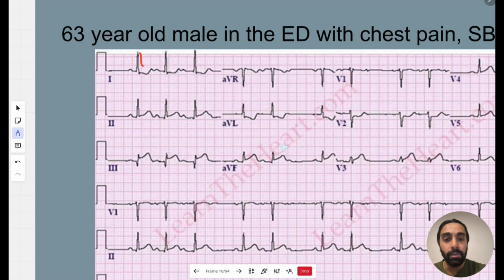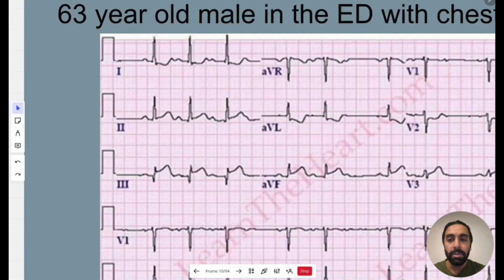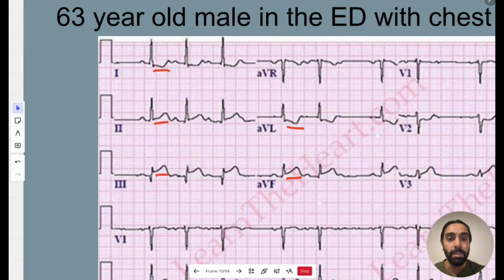Axis is normal. And I'm going to skip a couple of steps so that we can get more and more information quicker. But the ST elevation is present in 2, 3, and aVF, with ST depressions in 1 and aVL. So those are reciprocal changes to an inferior wall STEMI.